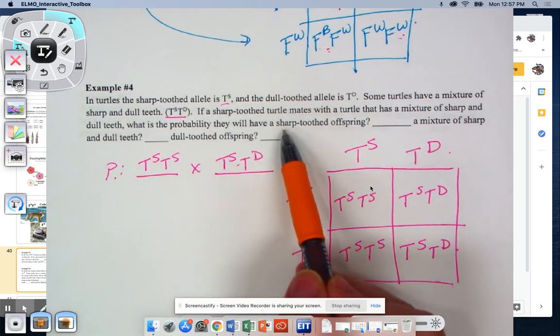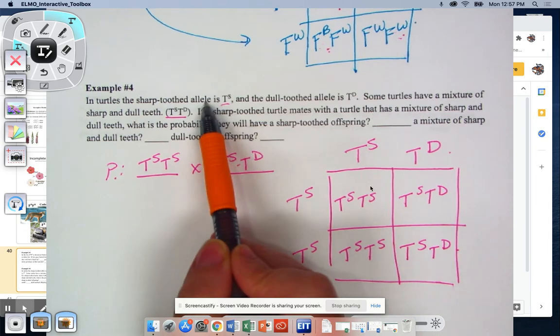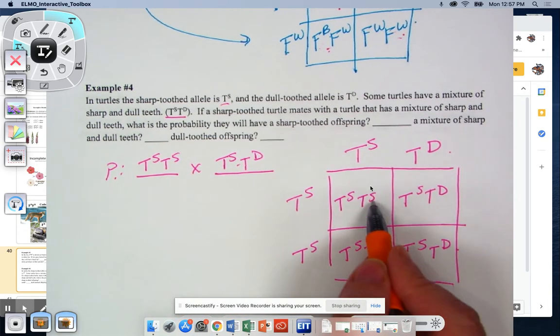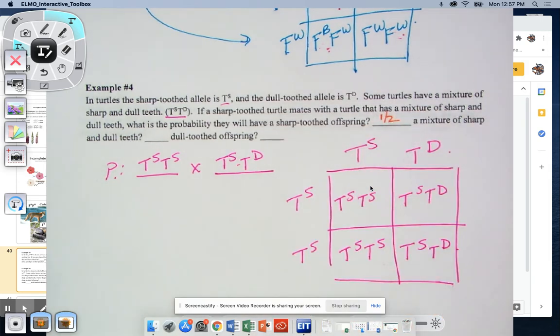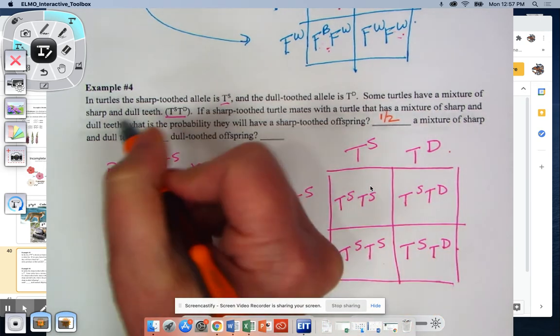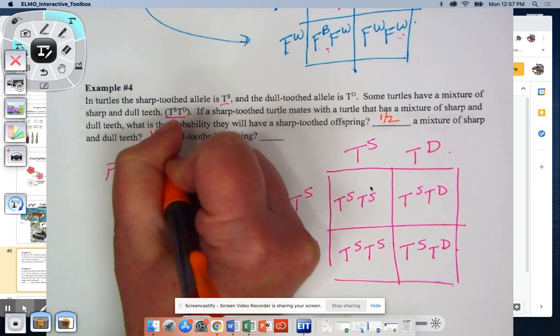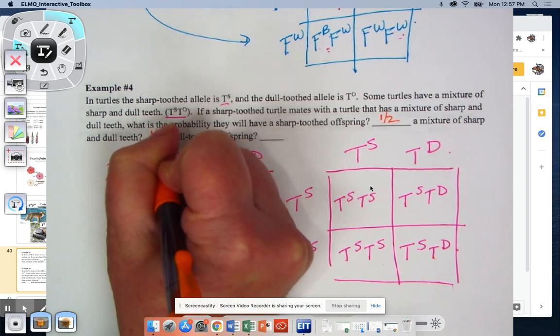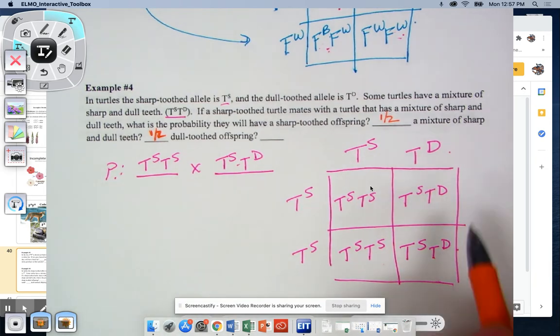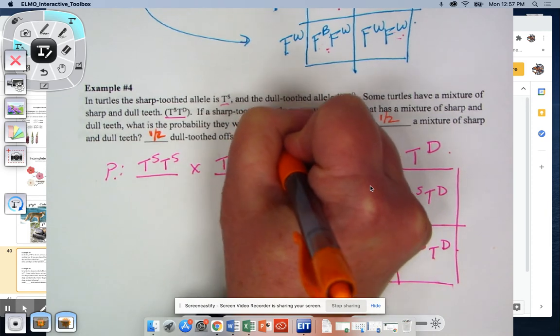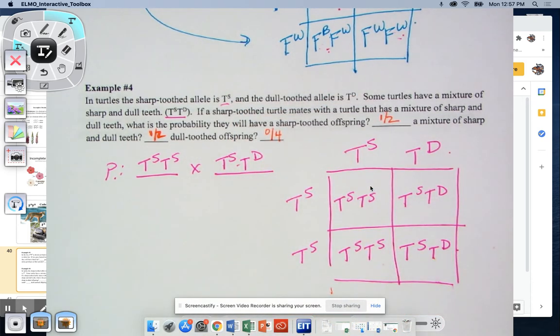So what is the probability they will have sharp tooth? Sharp tooth, again, it has to be 2 S's. 2 S's, 2 out of 4, 1/2. A mixture has to be 1 of each. 2 out of 4, 1/2. Oops, I almost wrote 1/4. 1/2. And then dull teeth. None of them will have dull teeth. 0 out of 4.